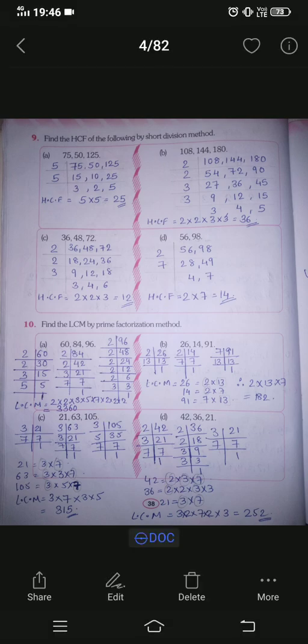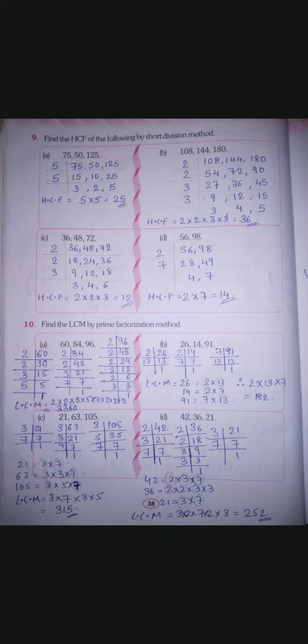And in this lecture, I'll be teaching you part 2 of our sixth chapter, which is Be My Multiple, I'll Be Your Factor. We'll start with question number 9 as we finished till question number 8. So let's start. Our question number 9 is find the HCF of the following by short division method. HCF, children, is highest common factor. So we need to find HCF with the help of the short division method. Very simple question, children. You'll understand it easily.